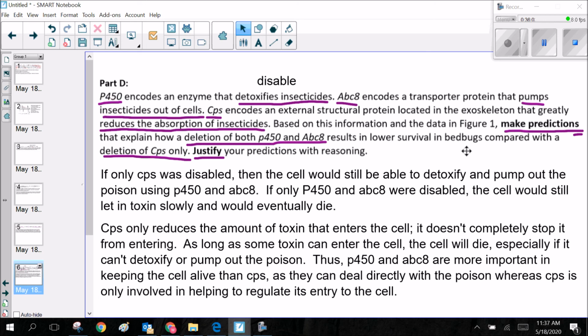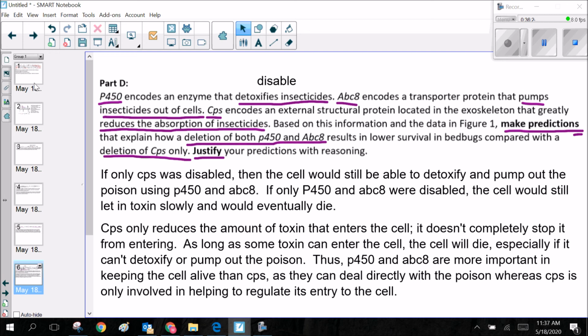Doing that is just asking yourself the question, what does P450 do? Not how it does it, but what does it do? Detoxifies insecticides. Okay, I'm looking for verbs. Pumps, detoxifies, reduces. Okay, and in that way, I'm able to pull out the important information. I've gone ahead and justified my claim. I've made predictions, and there we go. So I hope this helps you guys.